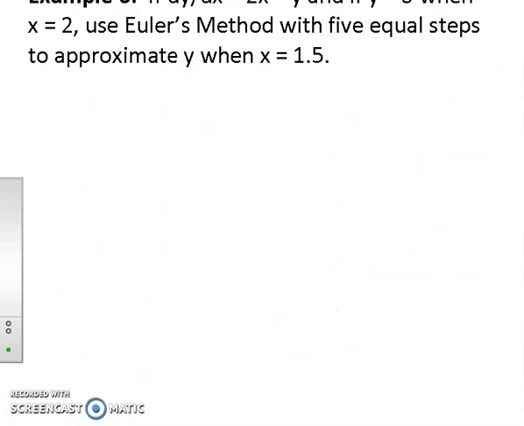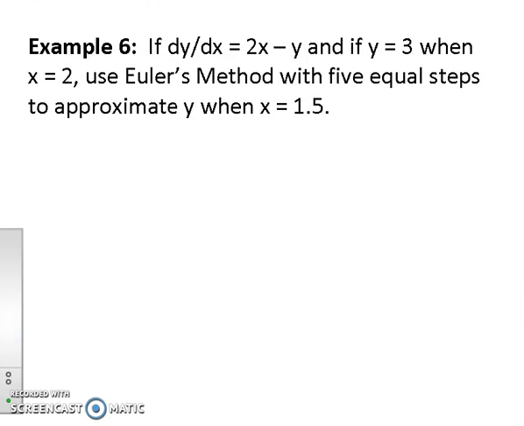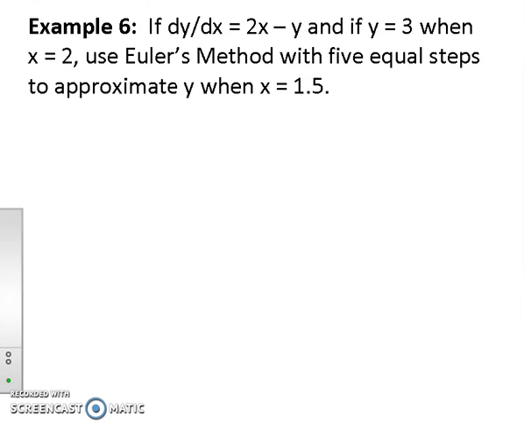All right, so the next question is pretty similar. We've got a new differential equation, dy/dx equals 2x minus y. It says, if y equals 3 when x equals 2, so we would be starting for x equals 2, use Euler's method with 5 equal steps to approximate y when x equals 1.5. So here's the thing. On the last problem, they told us what steps to take. They said make delta x be 0.2. On here, all they told us was that they want 5 equal steps. But we need to figure out how wide those steps need to be.